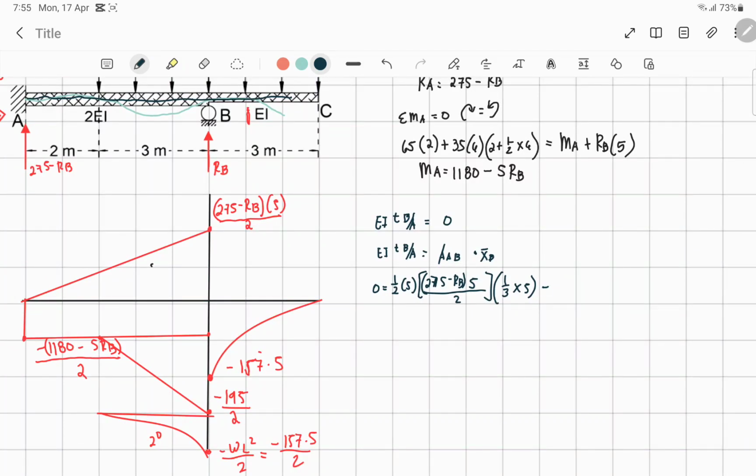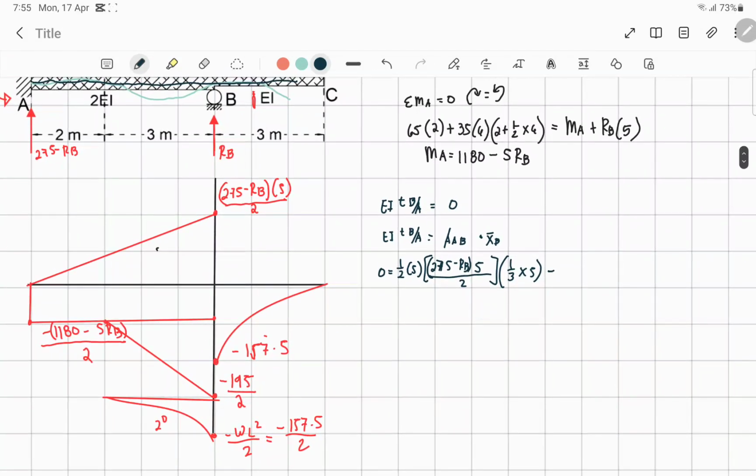And then we have this concentrated moment here. Due to the moment at A, we have ang base niya is 5 and then our height is 1180 minus 5RB all over 2 and then ang moment arm niya is just the half of 5 meters.